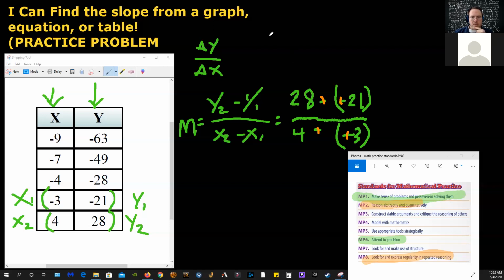Okay, so what do we end up with? So 28 plus 21 would be 49. 20, 40, yep. And 4 plus 3 is 7. And 49 divided by 7. So the slope of this function would be 7.